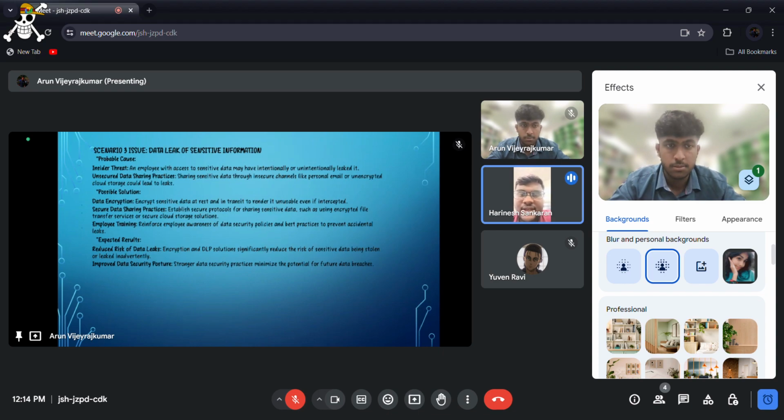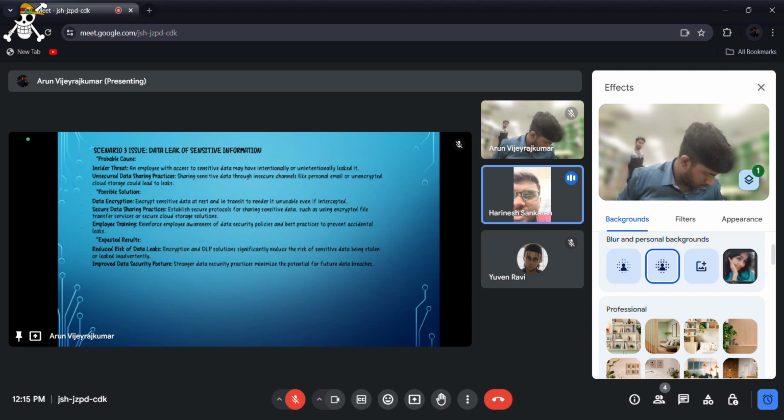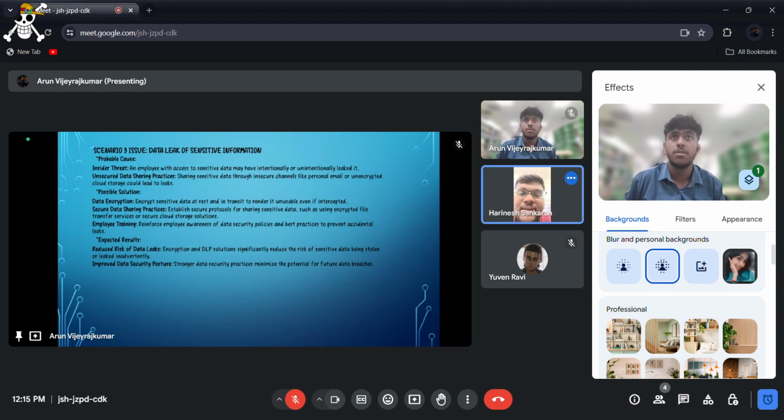Scenario 3 issue is data leak of sensitive information. The probable causes of this scenario are insider threat: an employee with access to sensitive data may have intentionally or unintentionally leaked it. Another probable cause is unsecure data sharing practice: sharing sensitive data through insecure channels like personal email or unencrypted cloud storage could lead to leaks.